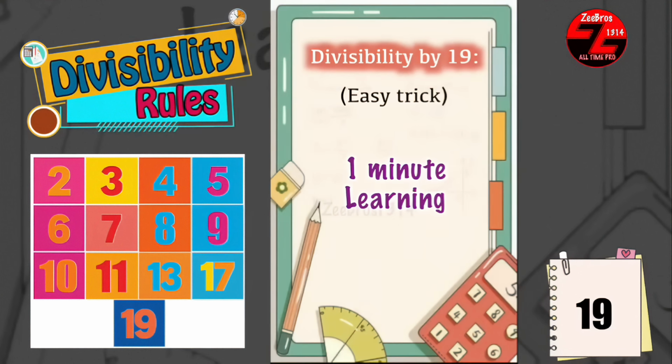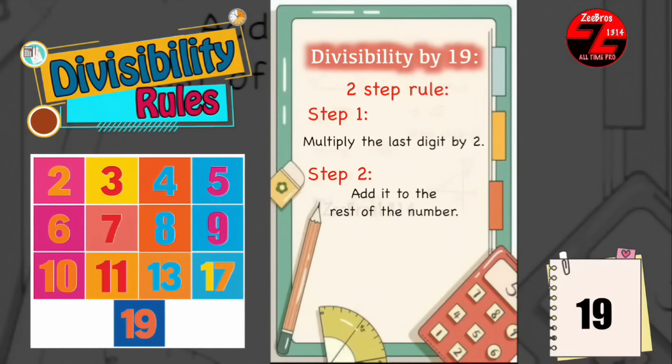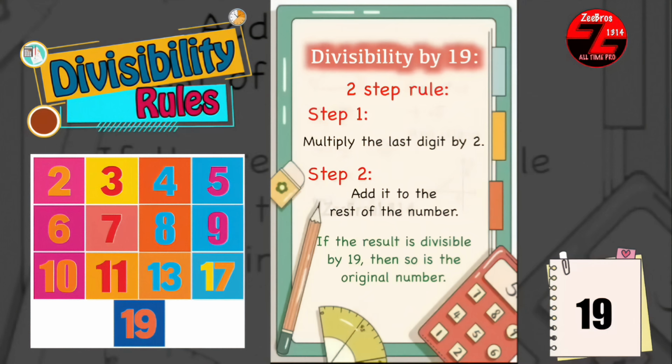Divisibility by 19. It is a two-step rule. In the first step, take the last digit of the number and multiply it by 2. In the second step, add the number to the remaining number. If you remember, in the divisibility rule of 7, we follow the same two-step rules. But the only difference is that in the second step, we subtract the number from the remaining number. Here we add. So be careful while doing the divisibility by 19.